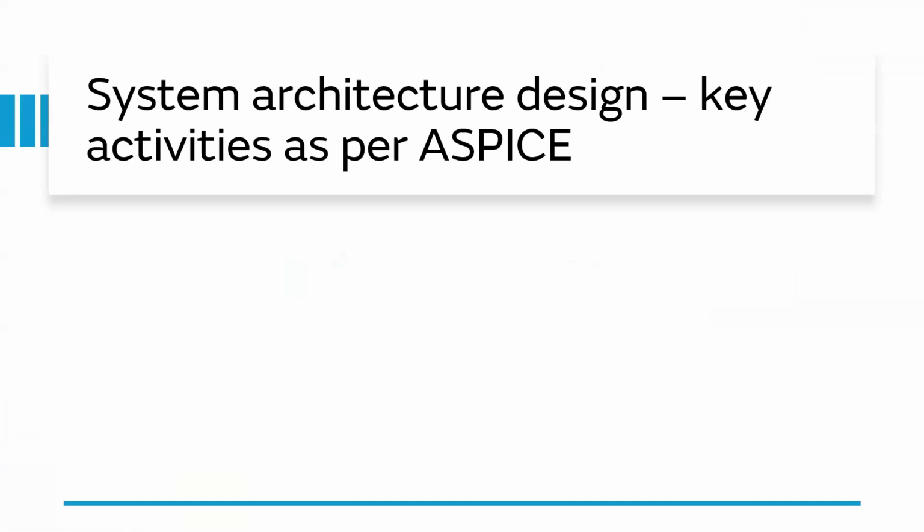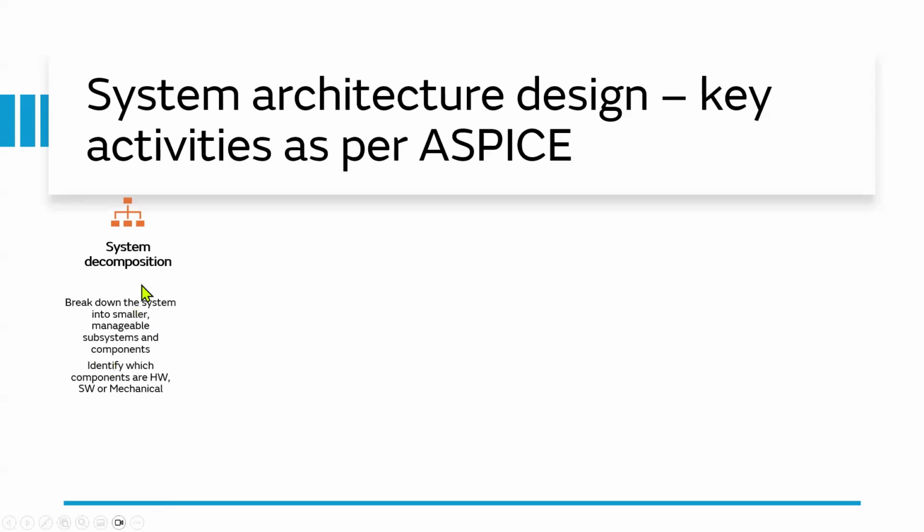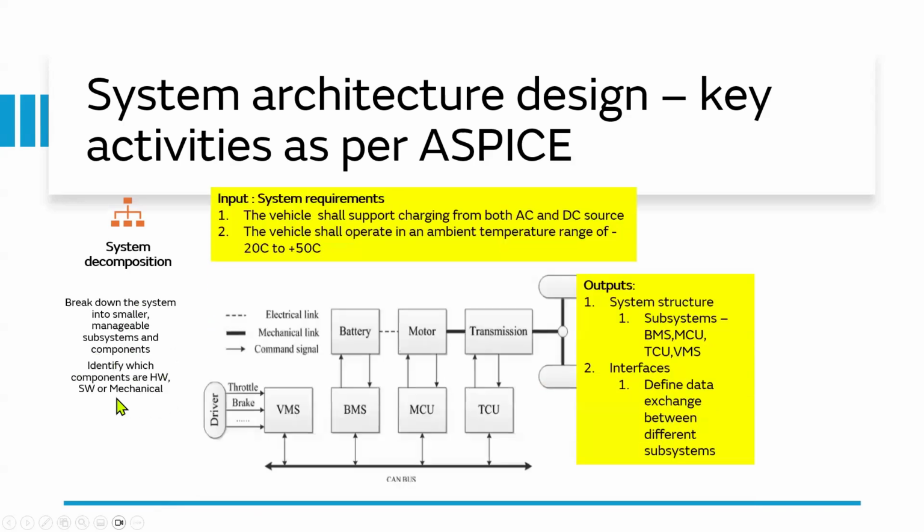So now, what are the activities required as per ASPICE during the system architecture design? The first one, I think I mentioned this, is the system decomposition. In the system decomposition, basically you break your system into smaller subsystems. And that's where, as I mentioned before, you identify what the hardware, software, and mechanical should do. Yeah, so this is the breakdown, for example.